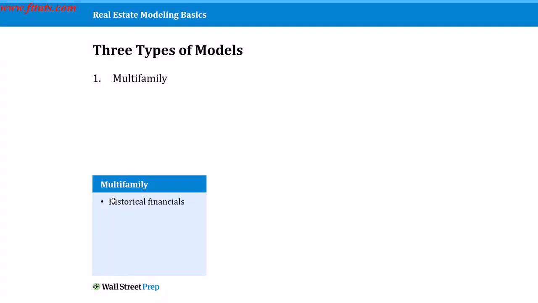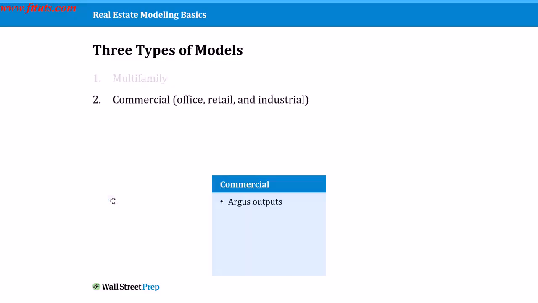Let's talk about the three key types of models. The way we've broken these up is based off what drives the model. So the first of these is multifamily. Multifamily models are driven off of historical financials. How this property performed in the past is going to inform how this property is going to perform in the future.